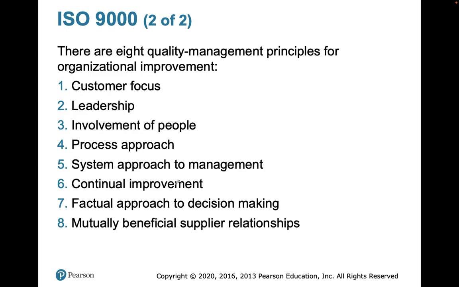There are 8 quality management principles for organizational improvement. These are the criteria for organizational improvement. The first one is customer focus, then leadership, involvement of people, process approach, system approach to management, continual improvement, factual approach to decision making, and mutually beneficial supplier relationships.